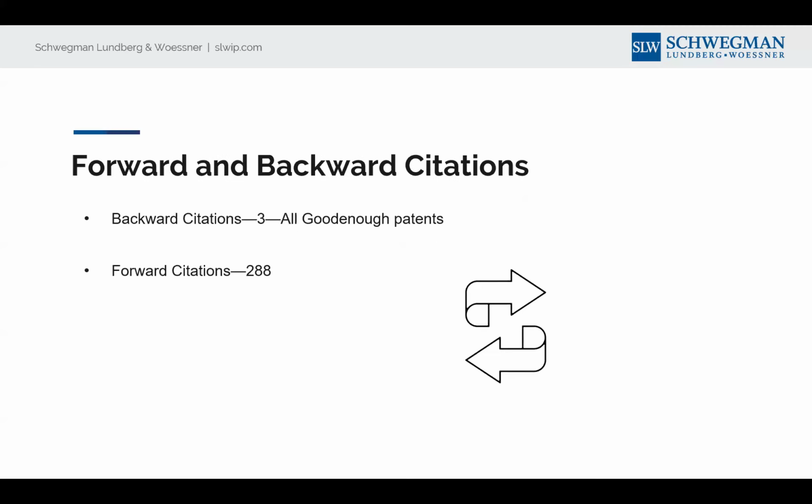Okay, now this one was a blockbuster because it was a commercial product, and it enabled a ton more commercial products. So it had 3 backward citations, all Goodenough and Goodenough et al. patents, and 288 forward citations. Next slide.